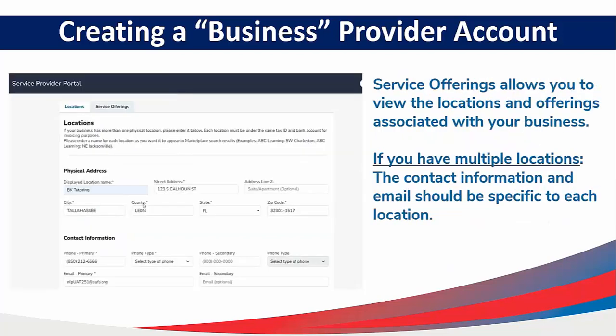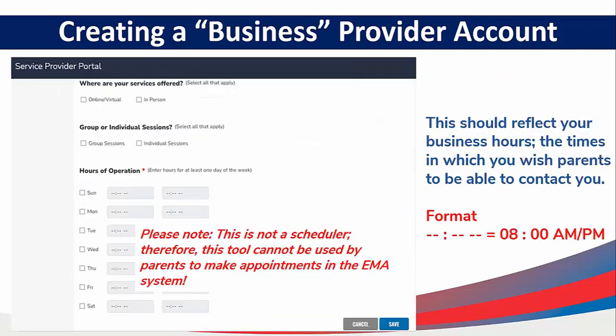Service offerings allows you to view the locations and offerings associated with your business. Under locations, the business will enter the following: physical address, contact information, services offered, session type, hours of operation. If you have multiple locations, the contact information and email should be specific to that location. This should reflect your business hours, the times in which you wish parents to be able to contact you. Now, please note, this is not a scheduler. Therefore, this tool cannot be used by parents to make appointments in the EMA system.